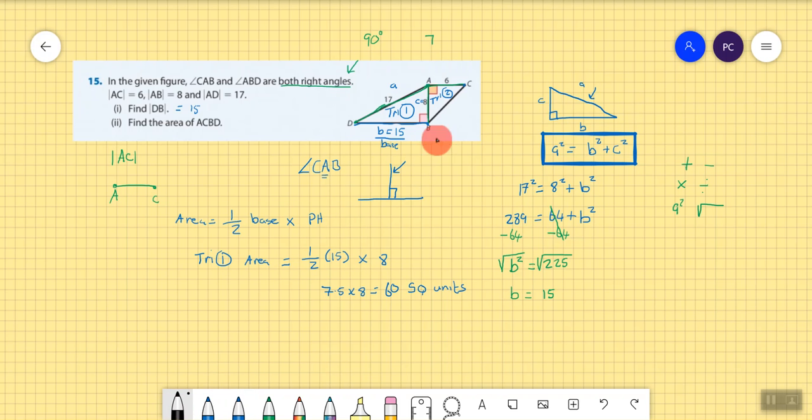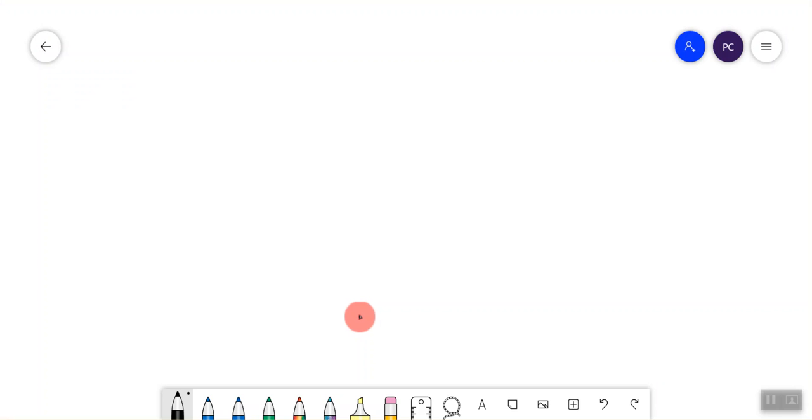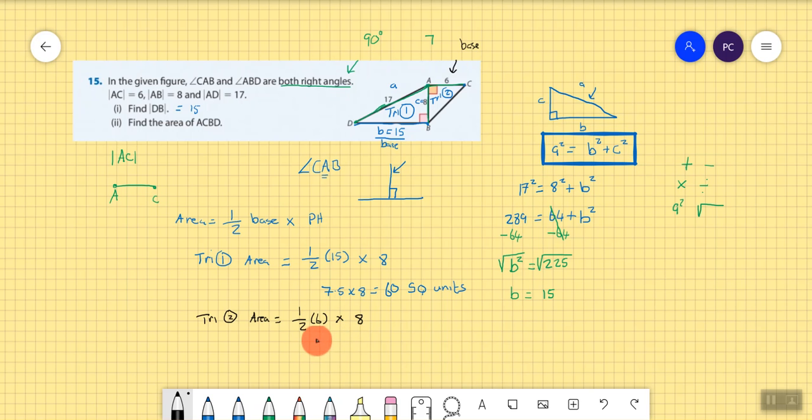Maybe I'll do this in a different color. For triangle 2, again we want to look for the base. If we treat this as the base, then this length here is the perpendicular height. So the area of triangle 2 will be equal to 1/2 of the base, which is 6, multiplied by the perpendicular height. Remember, the perpendicular height always has to form a right angle with the base. In this case it's this line from A to B, which is 8. It doesn't actually give you the units. So half of 6 is 3, multiplied by 8 is 24 square units.